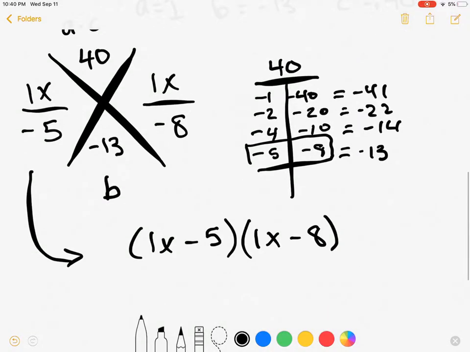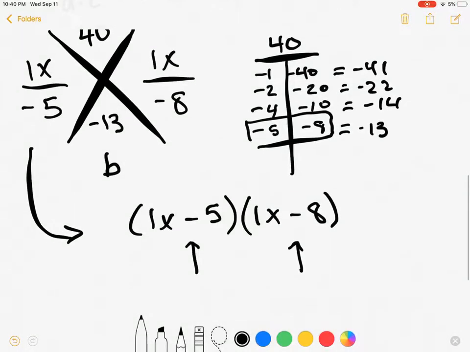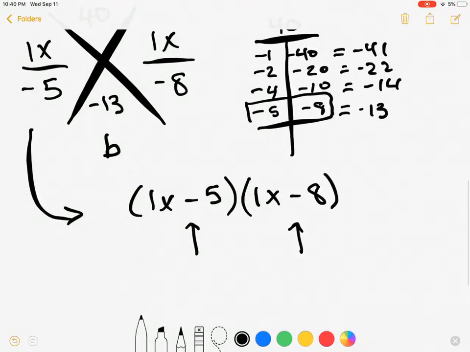Again, no worries on needing to know what operator you should use in your binomial. The sign on your factor term always functions as your operator in your binomial. So we've got x minus 5 times x minus 8, and that's our factorization.